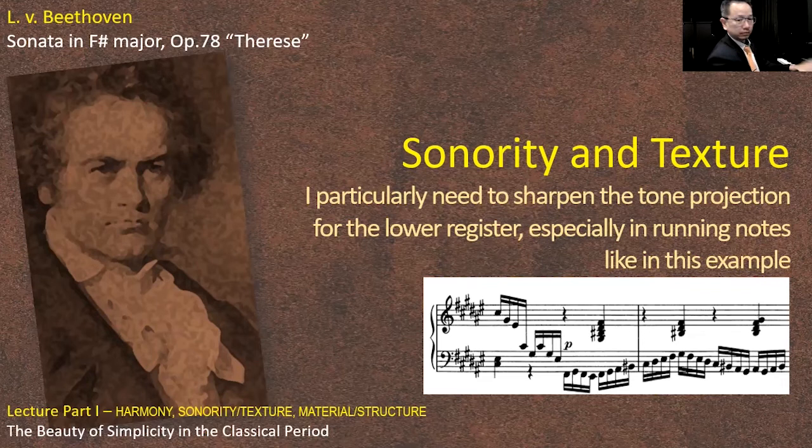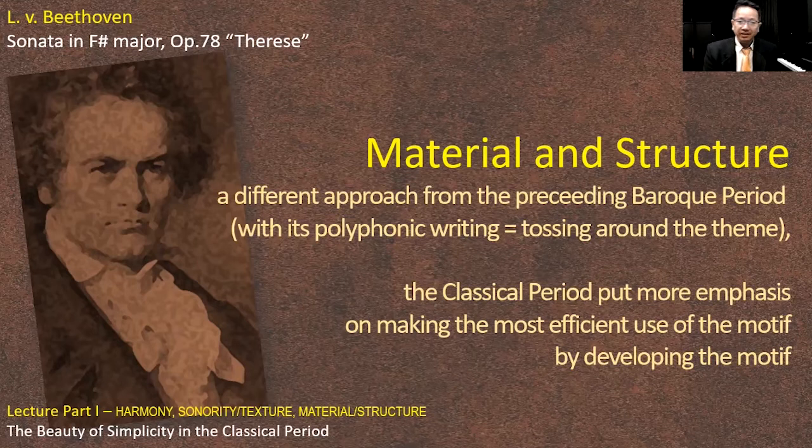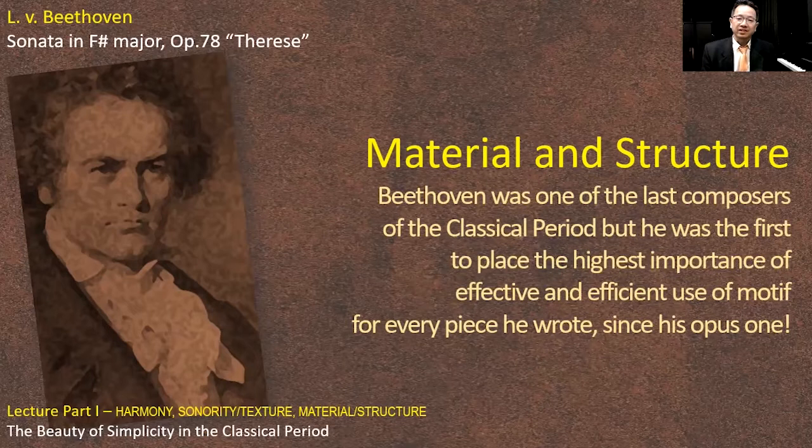Now let us move to the next aspect of simplicity: material and structure. A different approach from the preceding Baroque period with its polyphonic writing, tossing around the theme, the classical period put more emphasis on making the most efficient use of the motif by developing the motif. Beethoven was one of the last composers of the classical period, but he was the first to place the highest importance on effective and efficient use of motif for every piece he wrote since his Opus 1.